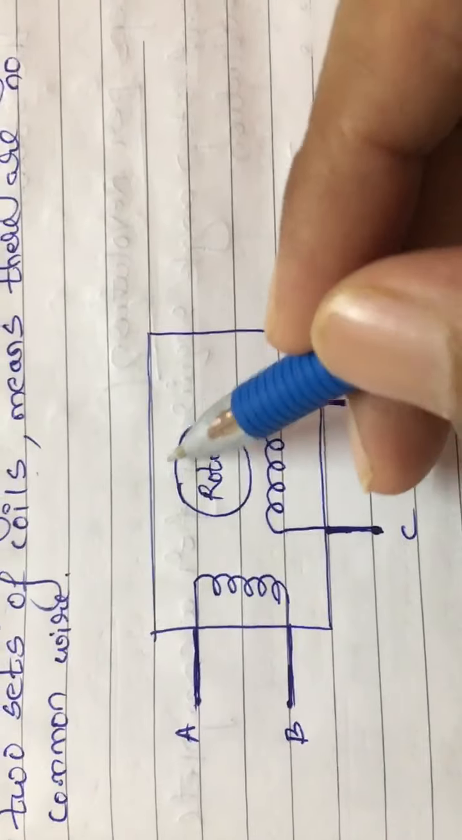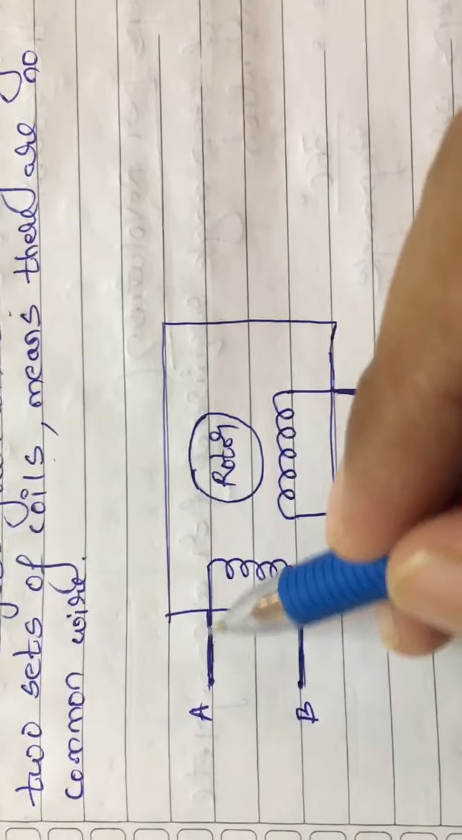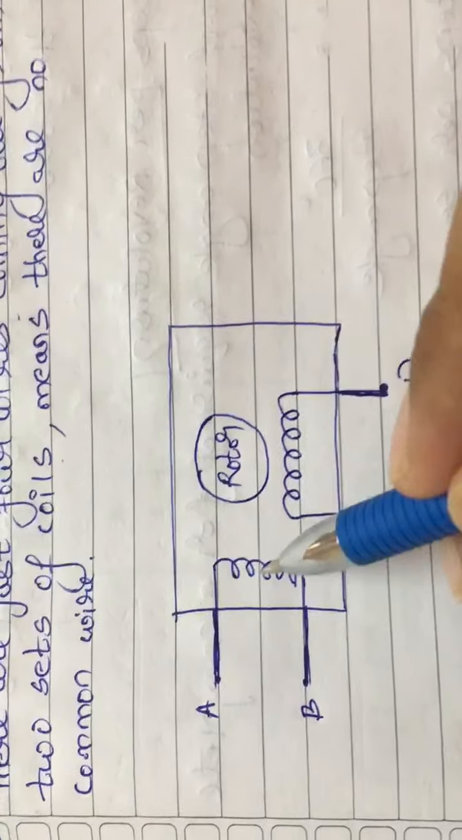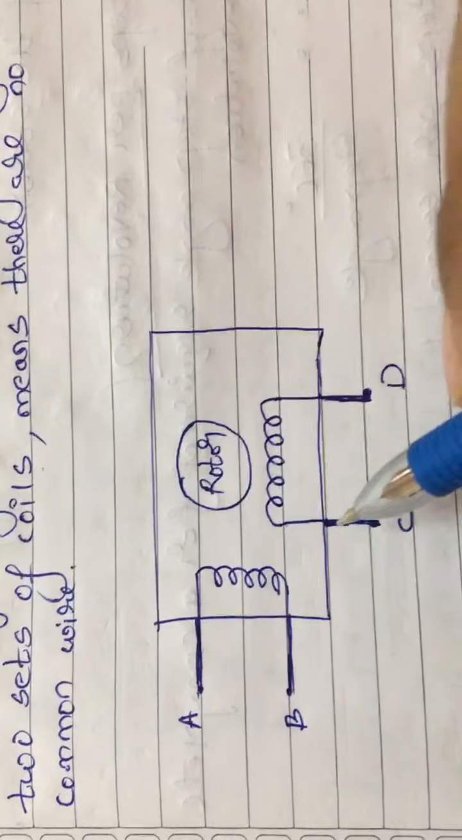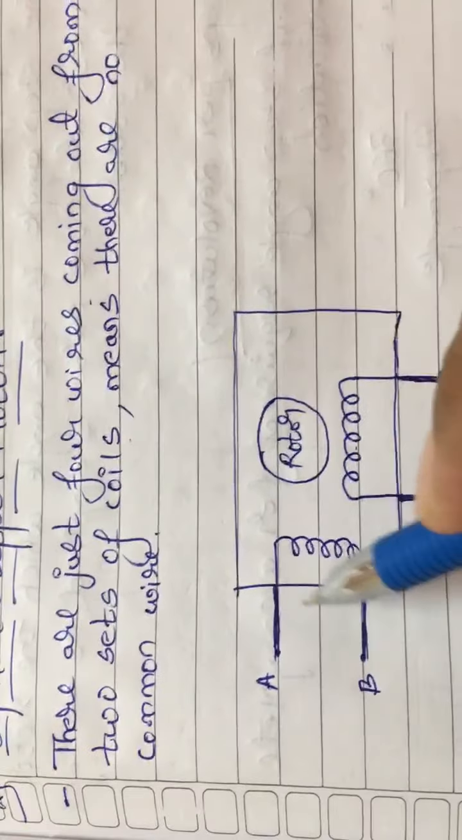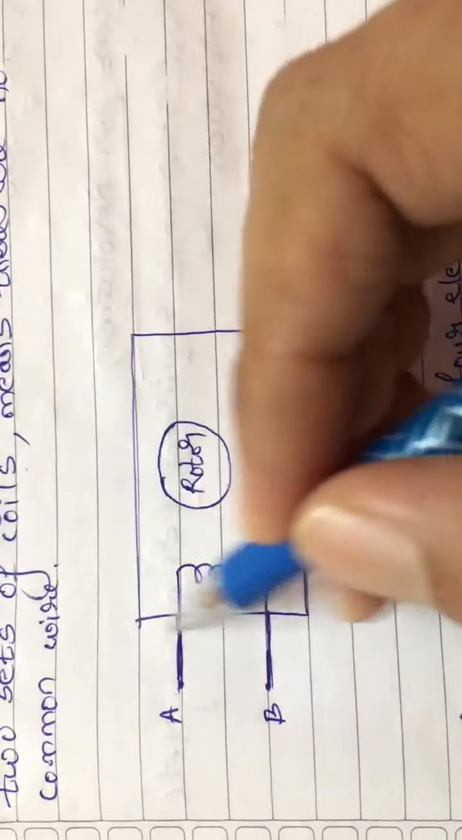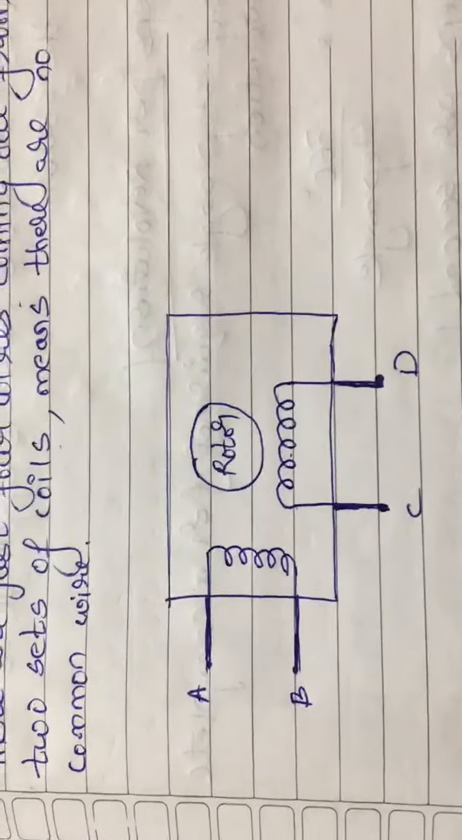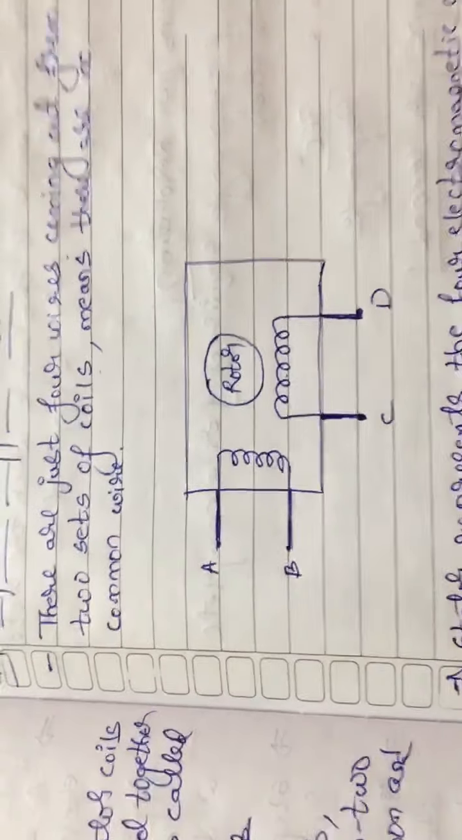For example, this is the rotor and this is A, this is B. A and B are connected to only one coil. C and D are connected to one more coil. So these 2 coils and these 4 wires, right? This type of design is called a bipolar stepper motor. So this is the basic about the types of stepper motor.